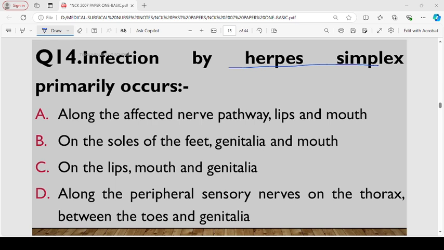Option B, on the soles, feet, genitalia is incorrect. Herpes simplex does not commonly affect the soles of the feet. So the soles of the feet makes that option wrong. Option D talks about along the peripheral sensory in the thorax between toes and genitalia. This is incorrect because this one is describing the shingles, that is herpes zoster, and not herpes simplex, the one in question. So we have to agree that the correct answer here should be on the lips, mouth, and genitalia.